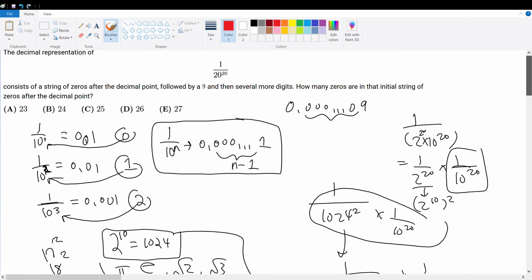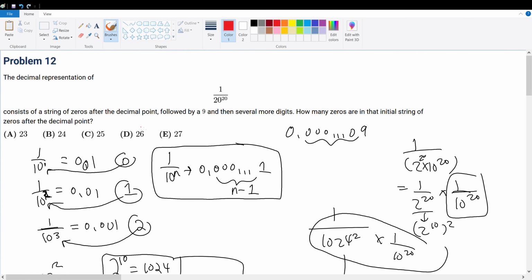So your final answer would be answer choice D. That should be right, I believe. And that just goes to show the power of always applying what you know to any question that you don't know.